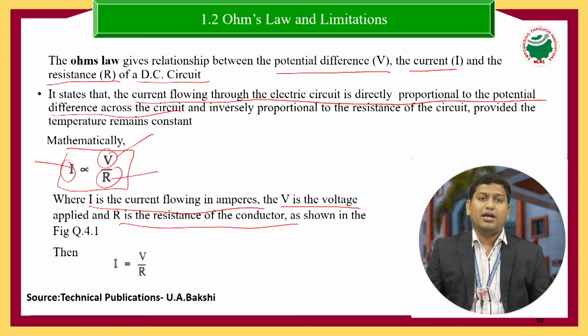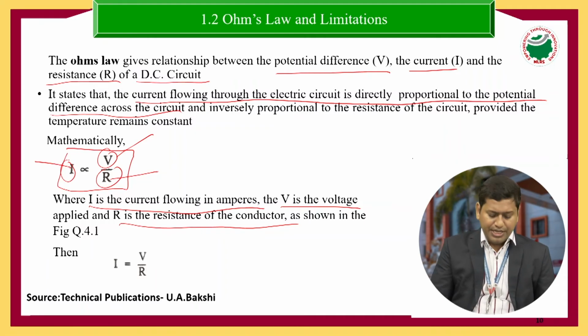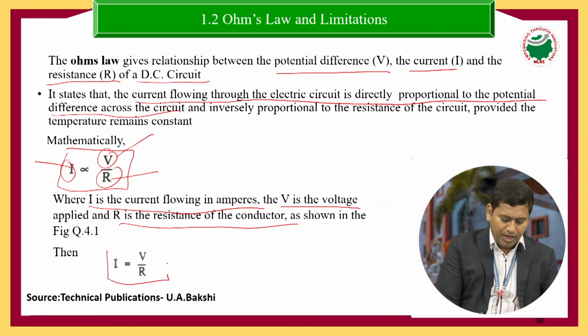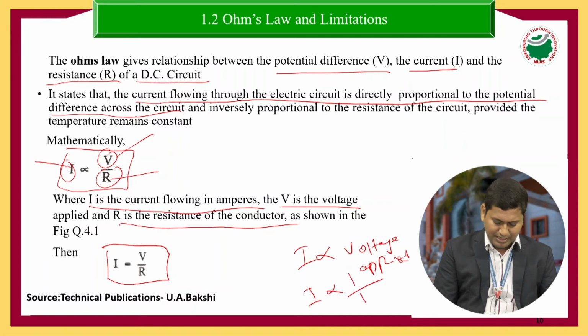So if I remove the proportional constant, then I can write I equal to V by R. One thing to be remembered is that I is directly proportional to the voltage applied and I is inversely proportional to the resistance.